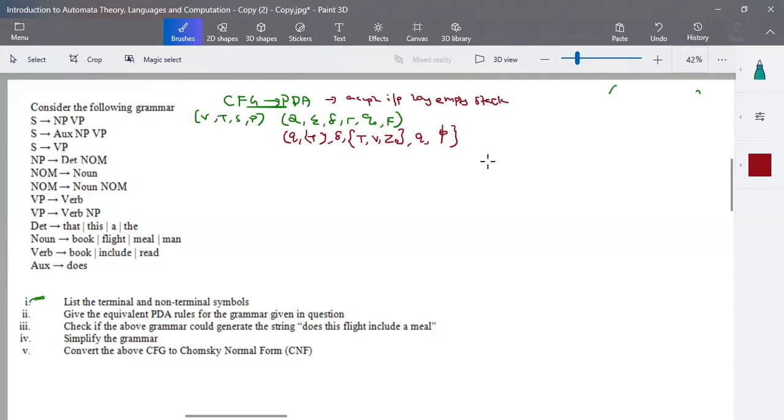The only thing left that you have to define here is delta. Delta is the transition function. For delta, you have three hard rules. One is for the starting symbol.